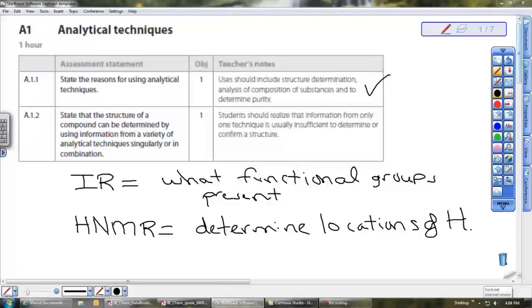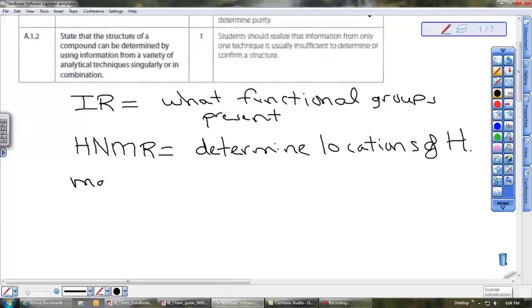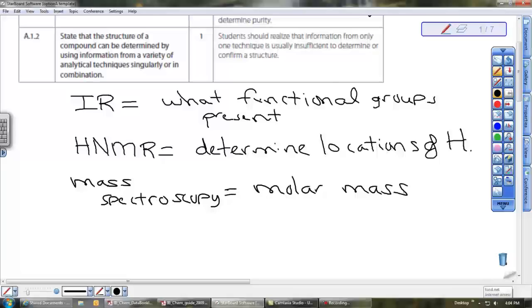We're going to learn mass spectroscopy, which will help us to determine primarily molar mass as its real function. It does help us determine what functional groups are present a little bit, but its primary use is for determining molar mass. And there are 2 other techniques that we can kind of throw in here. I'm going to lump them into one big thing. That is atomic absorption and chromatography.